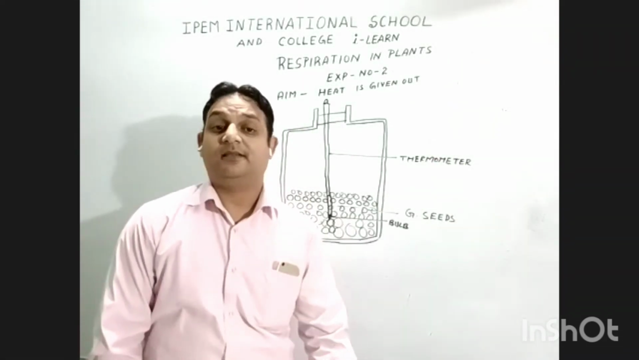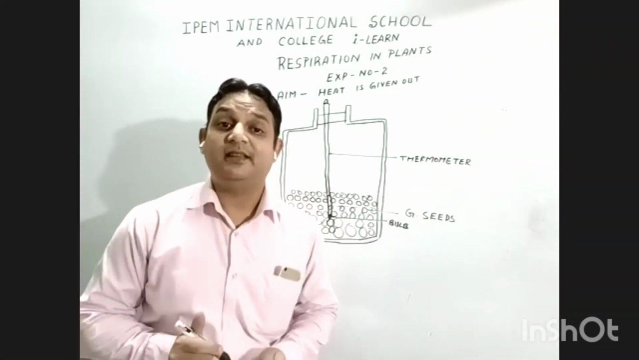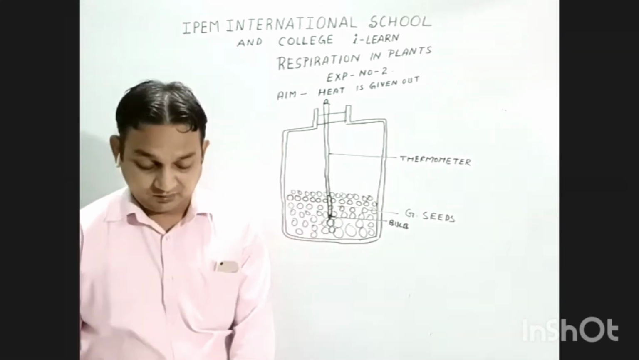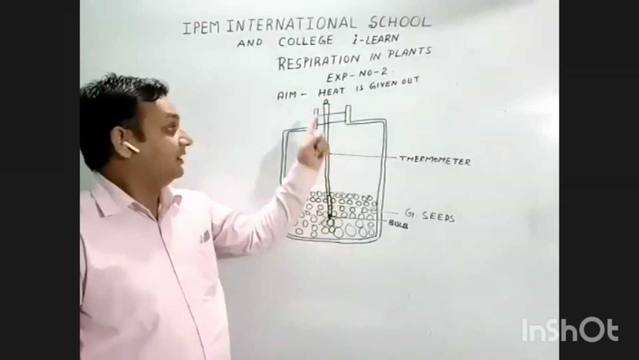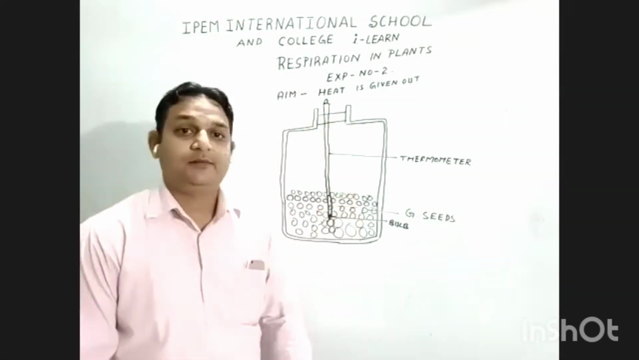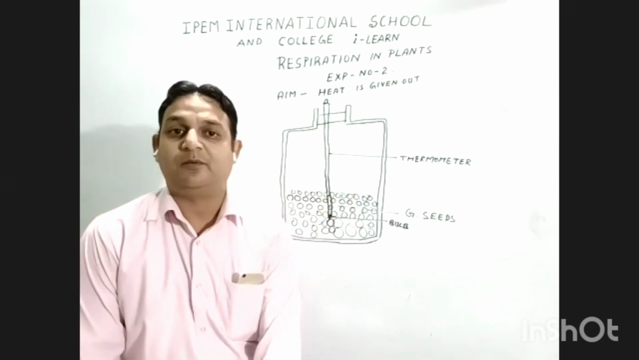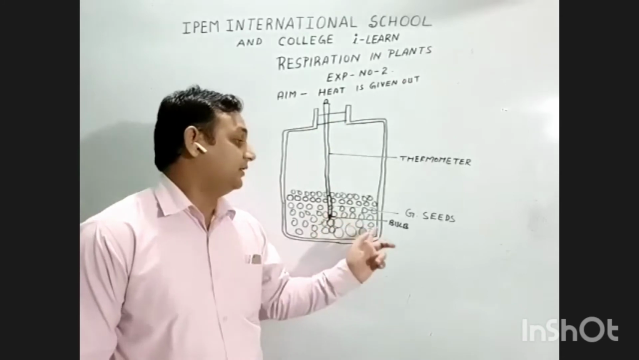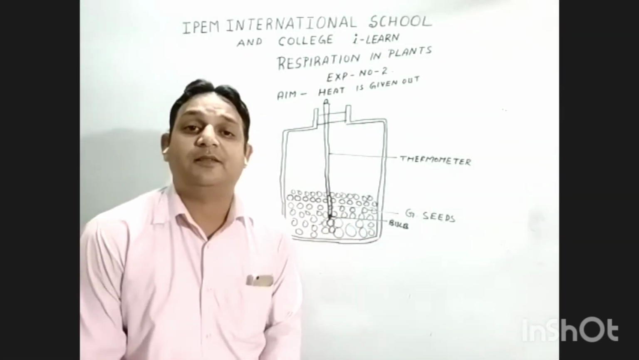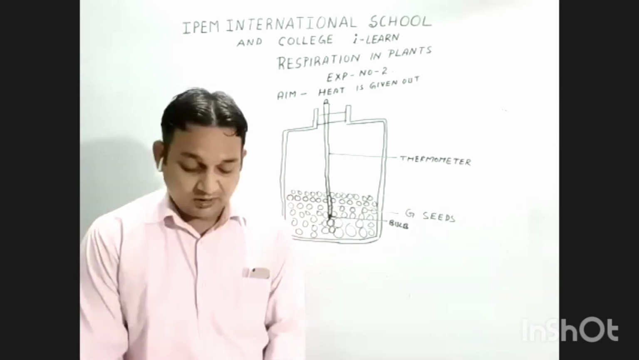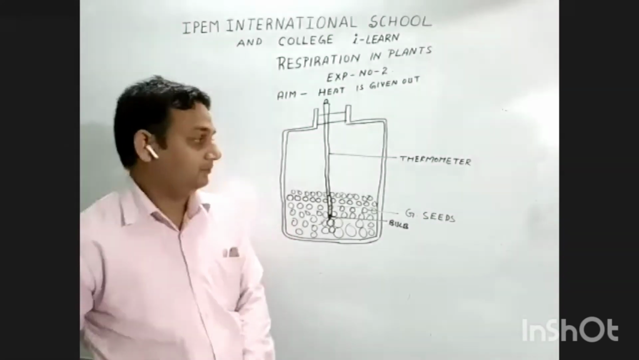Take a thermoflask and put some germinating seed soaked in disinfectant. The first thing. All right. Then introduce a thermometer with the help of the hole of the cork into the thermoflask. And the bulb of the thermometer must be in contact with the germinating seed. These are the points. Now, what will you observe?